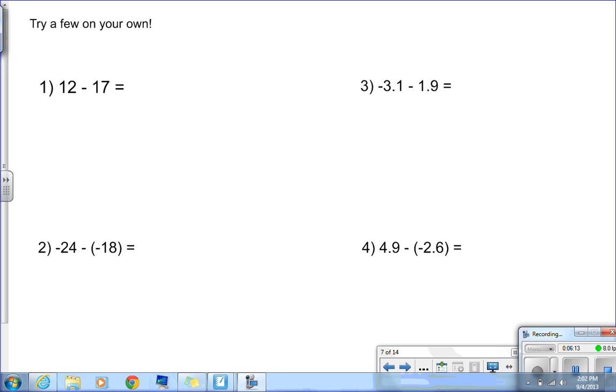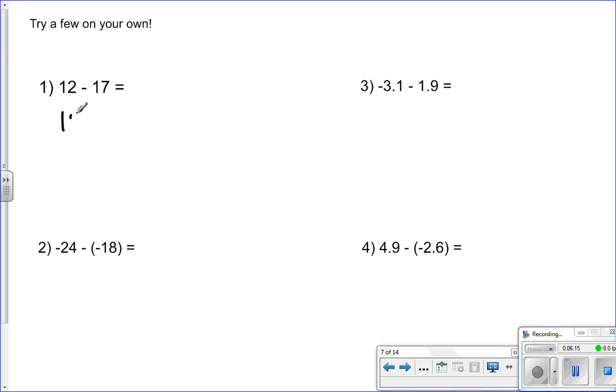So 12 minus 17, if I do keep, flip, change, that's 12 plus negative 17. I know negative 17 has a larger absolute value, so my answer is going to be negative. And then 17 minus 12 equals 5, so my answer is negative 5.